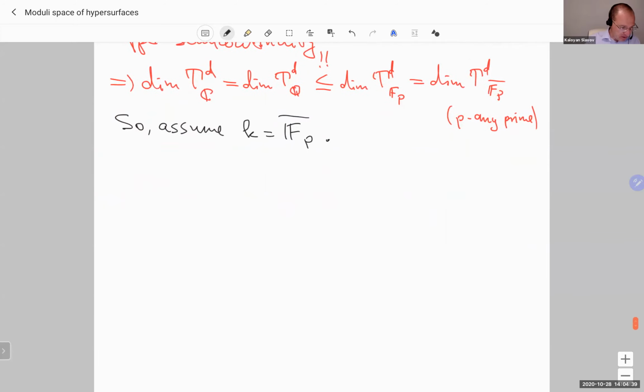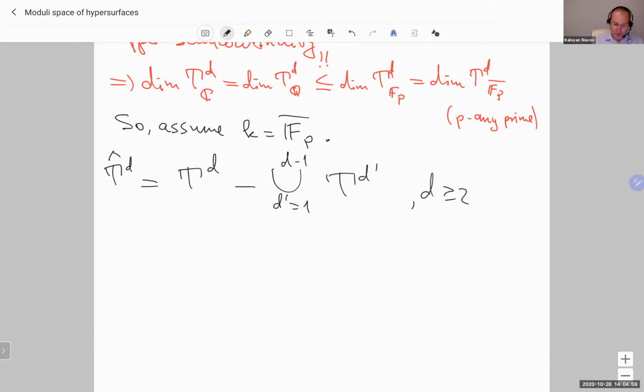Assume K is FP bar. For a technical reason, don't worry too much about it, but we have to actually define TD check. I will explain what it's doing. It's TD minus the union of the previous ones, minus TD prime, where D prime is from 1 to D minus 1, where D is greater than or equal to 2. We have to exclude the previous ones. Now, this one parameterizes hypersurfaces whose singular locus contains an integral curve of degree D.